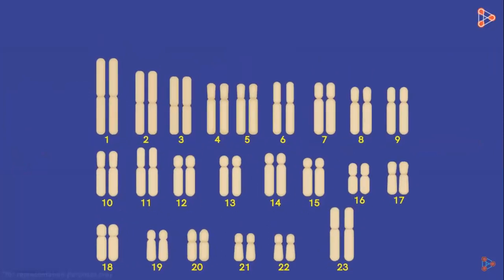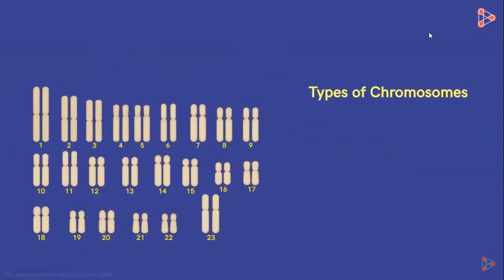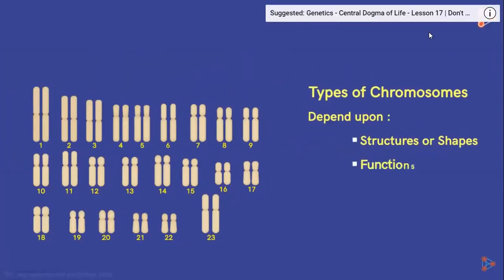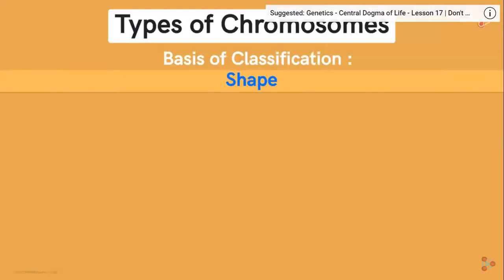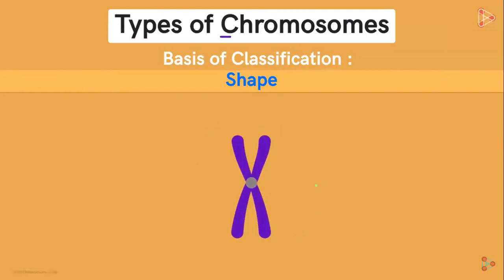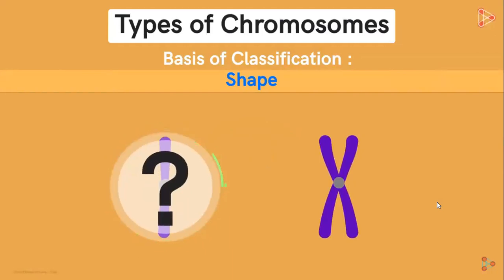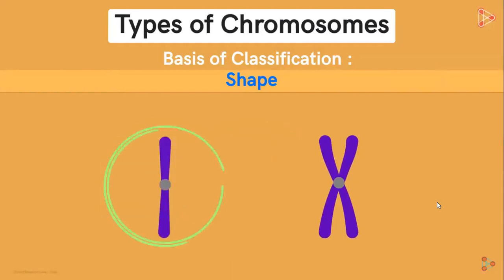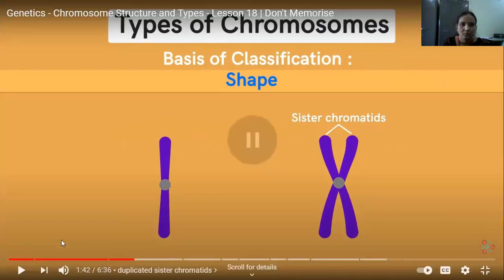Well, all chromosomes are not exactly like one another. They come in types depending upon their structure or shapes and functions. The first basis for classification is shapes. We know this is the structure of a typical chromosome. And is this a single chromosome? That's right. The difference is that this chromosome is not duplicated, while this one has a duplicated copy attached to itself. So these are the duplicated sister chromatids which are attached to the same chromosome.